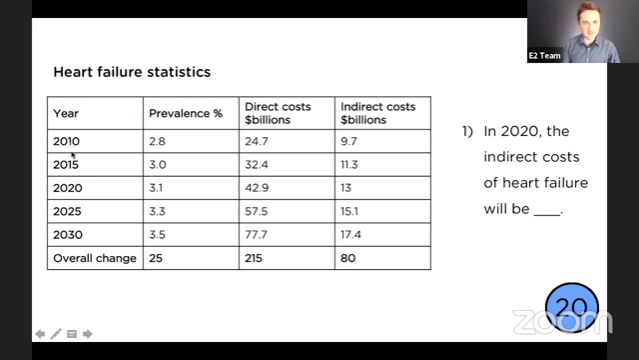So we've got the year, 2010, 2015, 2020, 2025, 2030, and an overall change. Prevalence of heart failure, 2.8%, 3%, 3.1, 3.3, 3.5, overall change of 25%. Direct cost of heart failure. Well, in 2010, it's going to directly cost $24.7 billion, 32.4, 42.9, 57.5, 77.7. Overall change of $215 billion direct cost. And then we've got indirect costs here. That's enough from me. Please answer question 1.